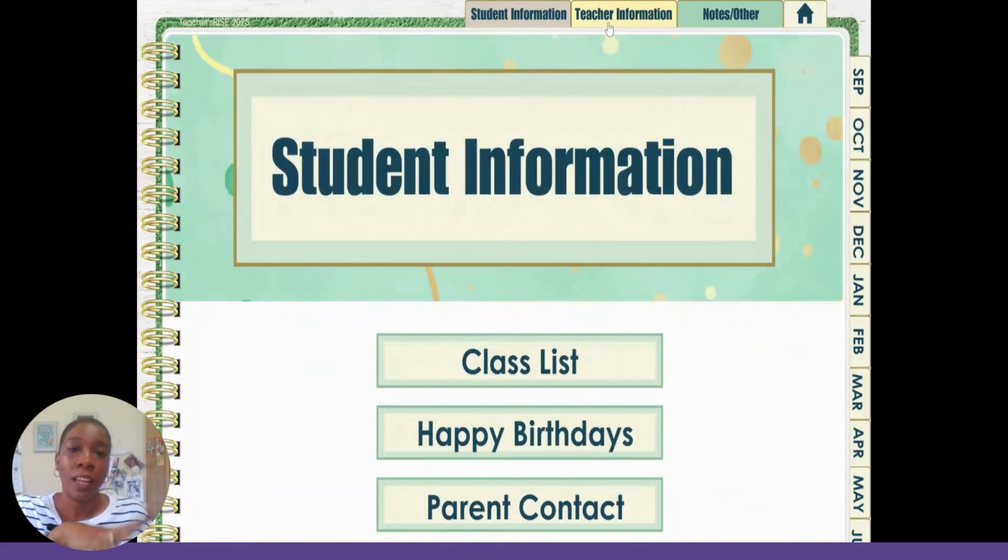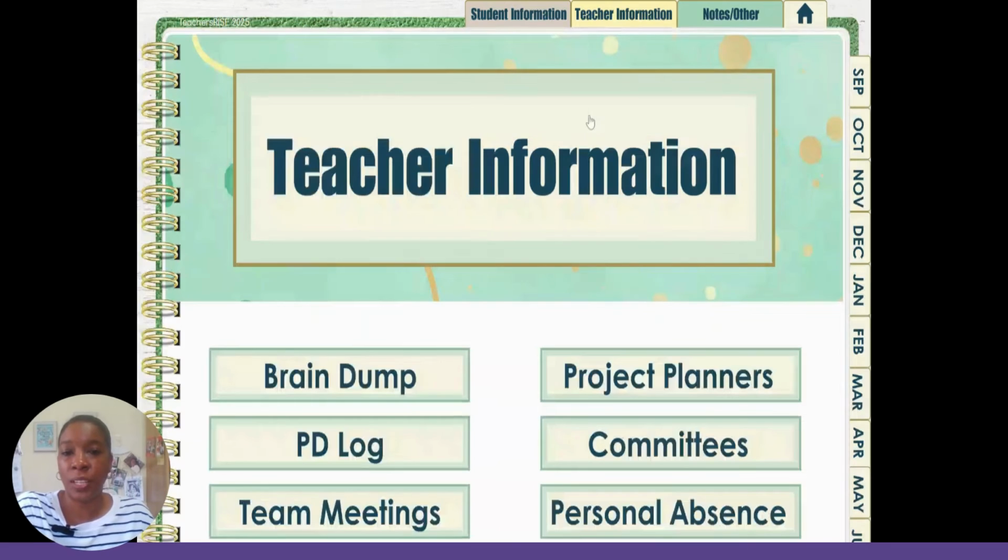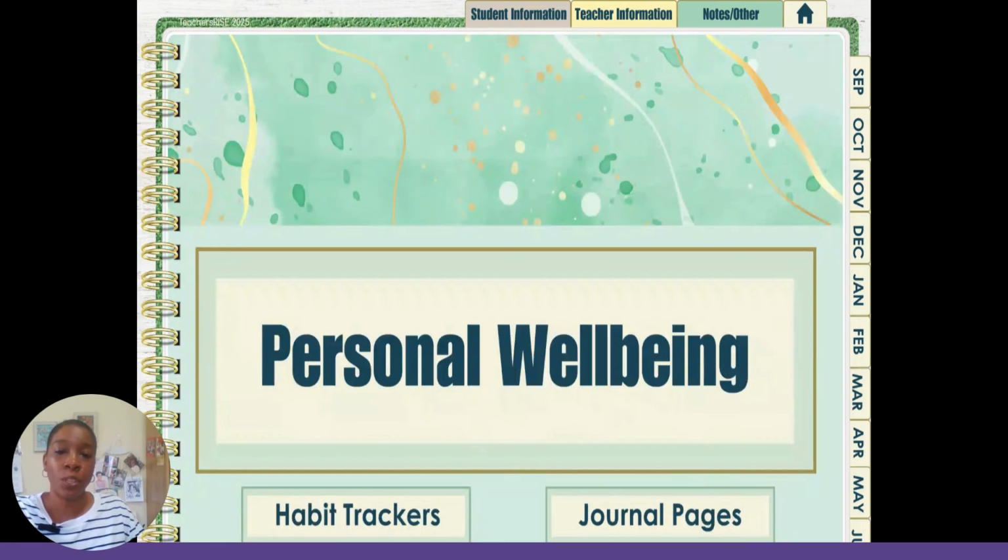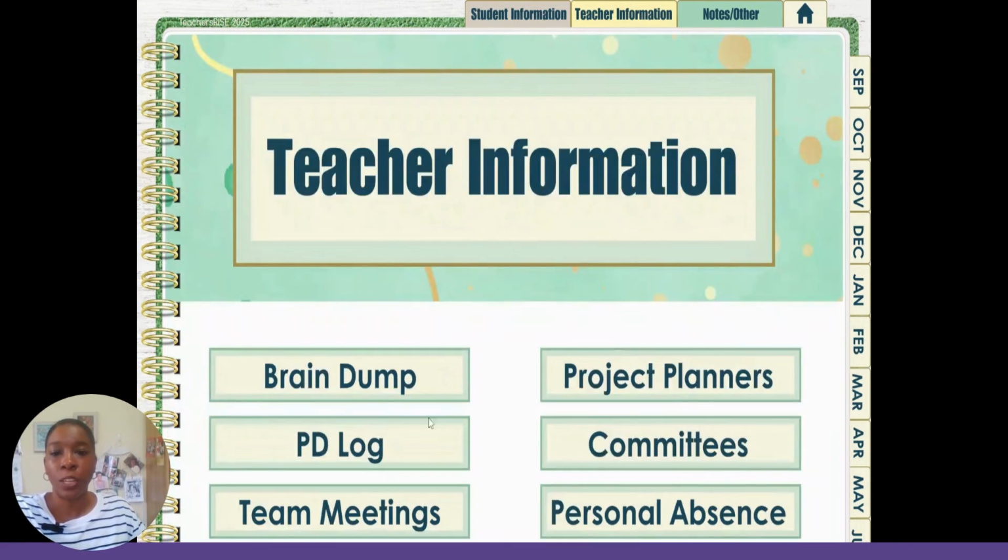Okay. The other main section is your teacher information. And this section is a little bit more intense. Let's just go through. So you have your various areas here, like 10 tabs: your brain dump, PD log, team meetings, reading groups, small groups, project planners, committees, personal absence, favorite stickers. And from here also you can access your personal well-being tabs. Okay. You could go into any of these.